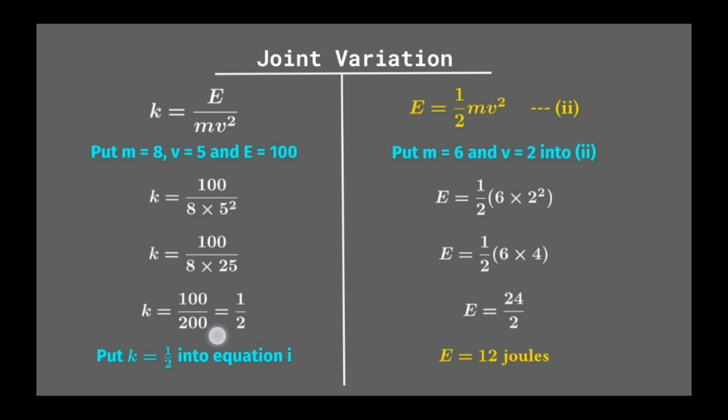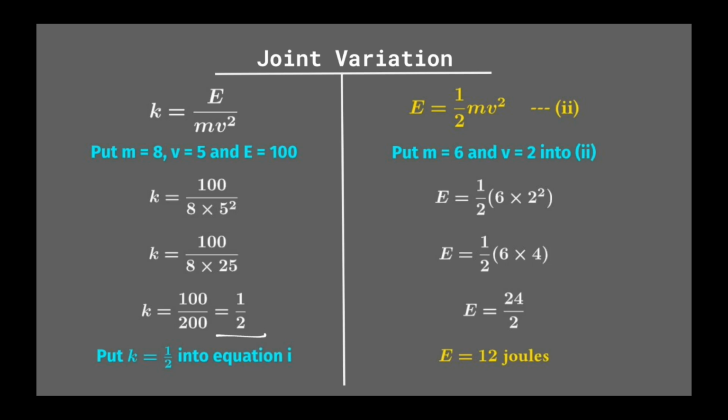So what I'm going to do next is to put these values. m is 8, v is 5, and E is 100. And then I'm going to have k equals 100 divided by 8 times 5 squared. That will give you k is 100 divided by 8 times 25. Eventually you have k is 1 over 2. Now, that's the value of the constant.